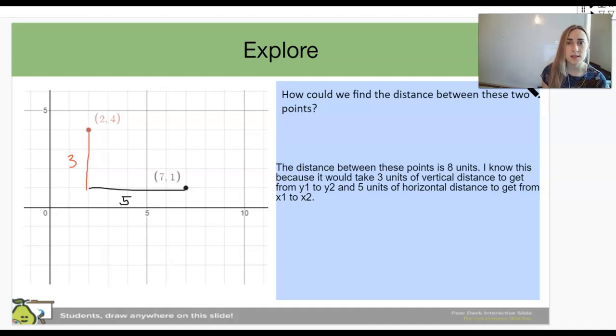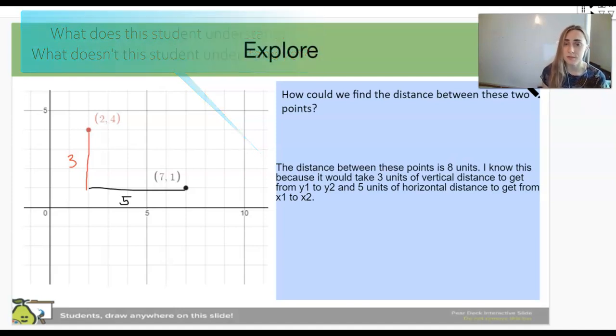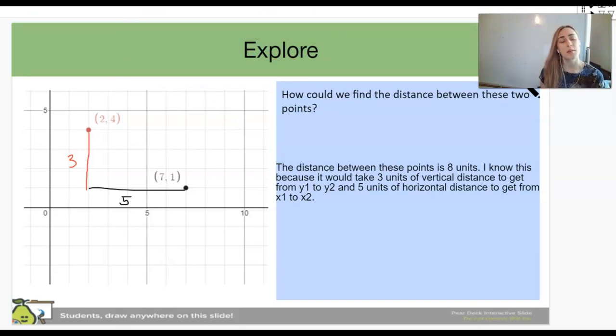So ask yourself, what does this student understand about how to find the distance between 2 points? What are they doing right? And what does this student not understand yet about finding the distance between 2 points? What feedback would you give this student? And after you've had some time to think, you don't need to write this one down. Once you've thought this through, think about, is there anything you should add to your explanation on slide F to make sure that anyone who reads your thinking would understand how not to make the mistake that this student is making. And when you're ready, we'll move ahead to the summarize section.